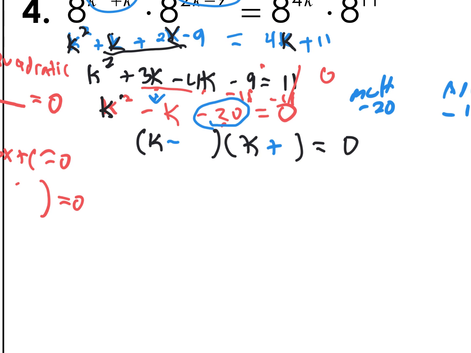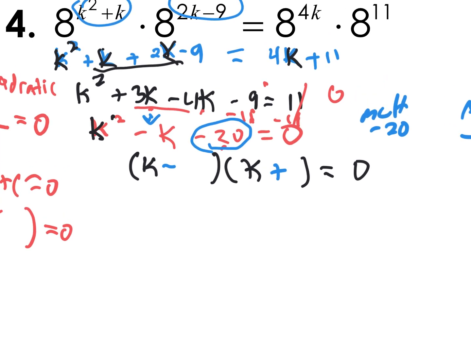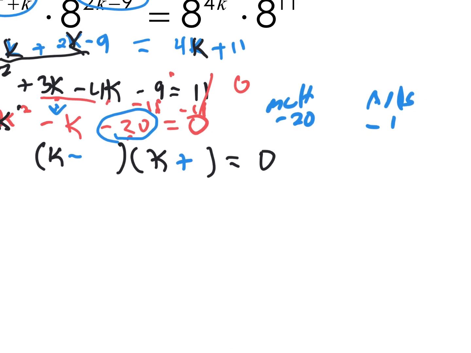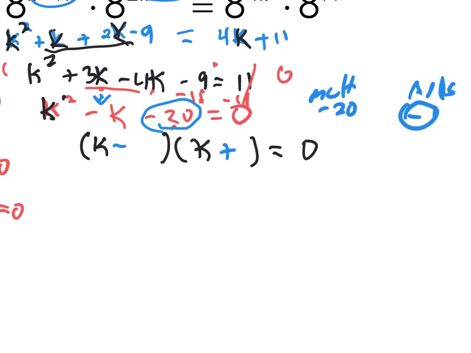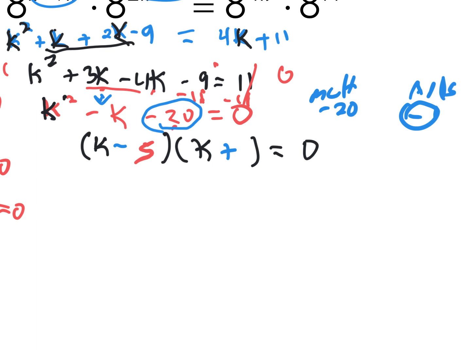Which one must be negative? The 5. Because if I'm looking for negative, then the biggest one has to get the negative. So I'm going to put the 5 right here and the 4 right here. I think that will work. If you foiled it out, I think it will work. That means k minus 5 can be 0. k plus 4 can be 0.